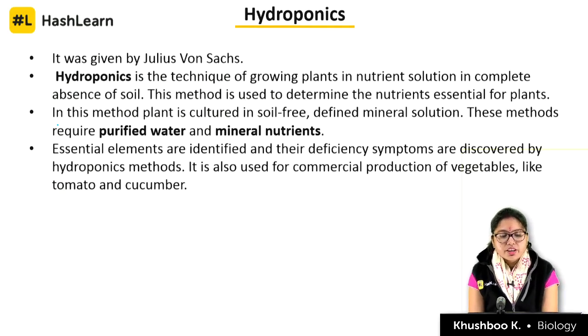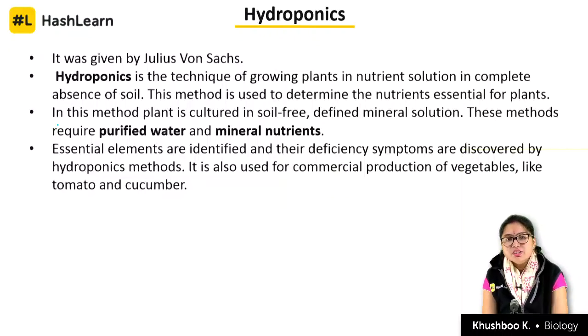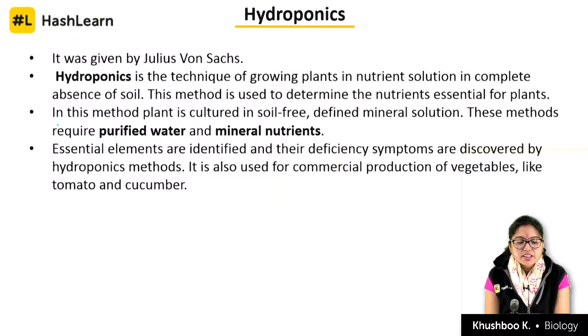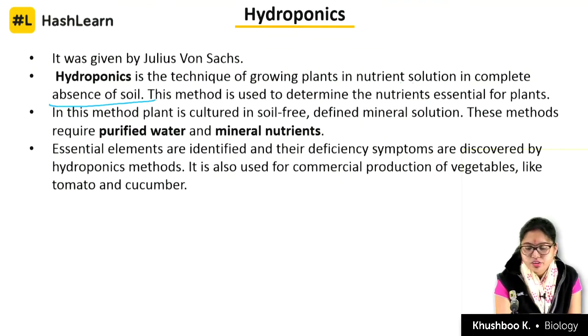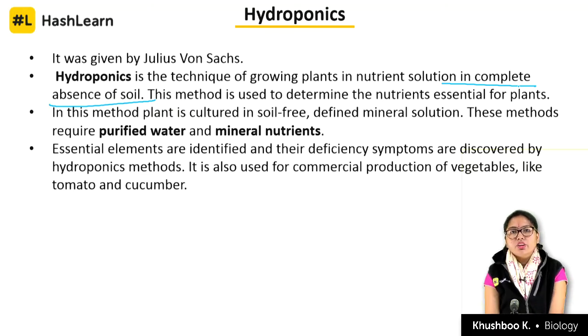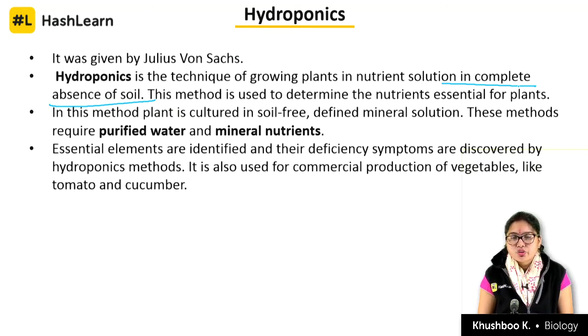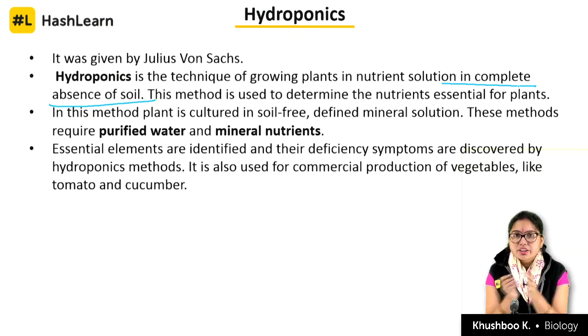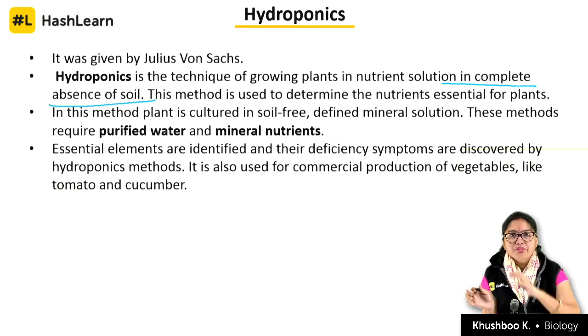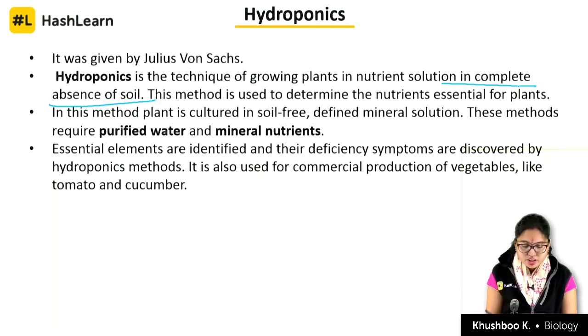So hydroponics, it was given by Julius von Sachs. Okay, and hydroponics is the technique of growing plants in nutrient solution in complete absence of soil. Okay, so that means we are going to grow the plant in a solution or in a nutrient rich solution, and there the soil component will be absent, as we have the traditional way that we grow the plants in the soil only.